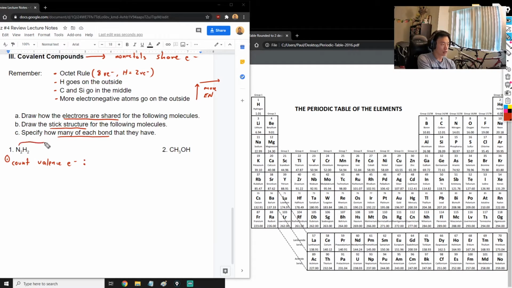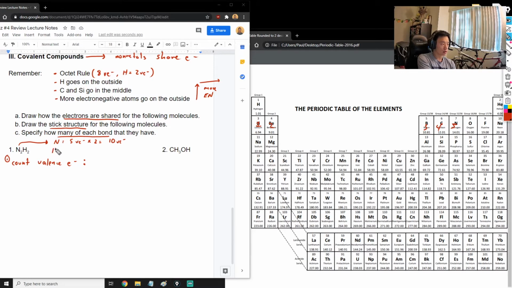So let's look at N. How many valence electrons is N going to bring? So N is number 1, 2, 3, 4, 5. It's box number 5. So N is going to bring 5 valence electrons. Okay, but there's 2 of them, so we just multiply that by 2. So the N's are going to bring 10 valence electrons.